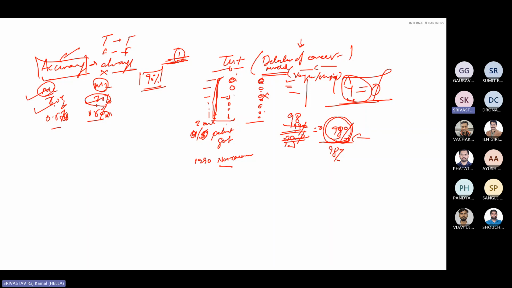So now I think this will make everyone understand that accuracy could be deceptive, right? Are we clear with this point?